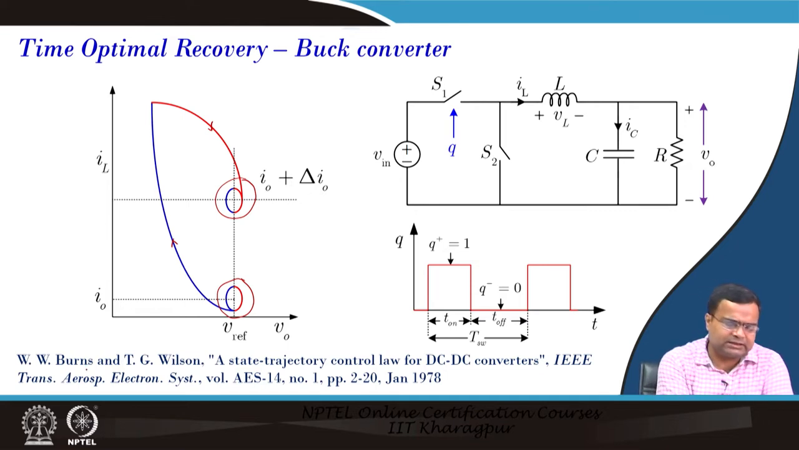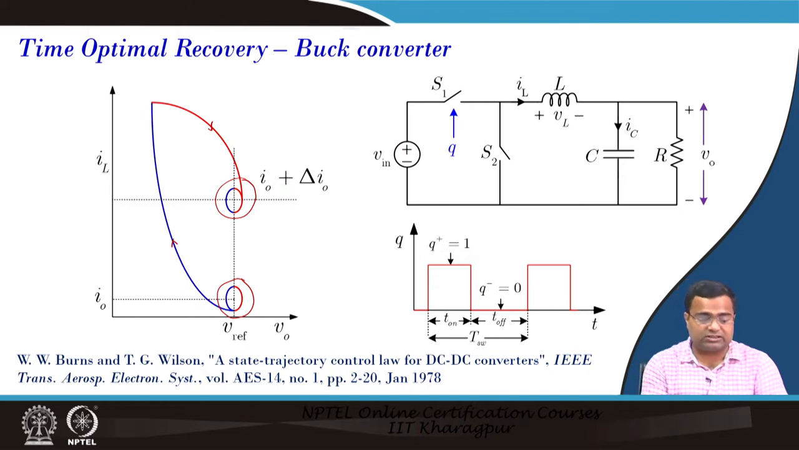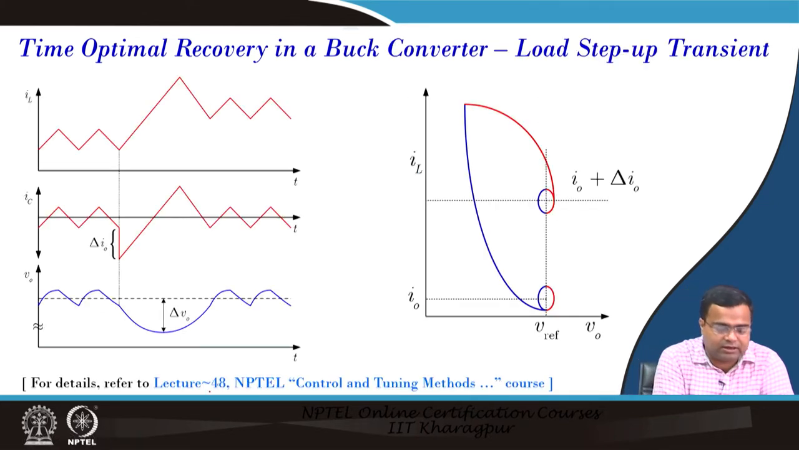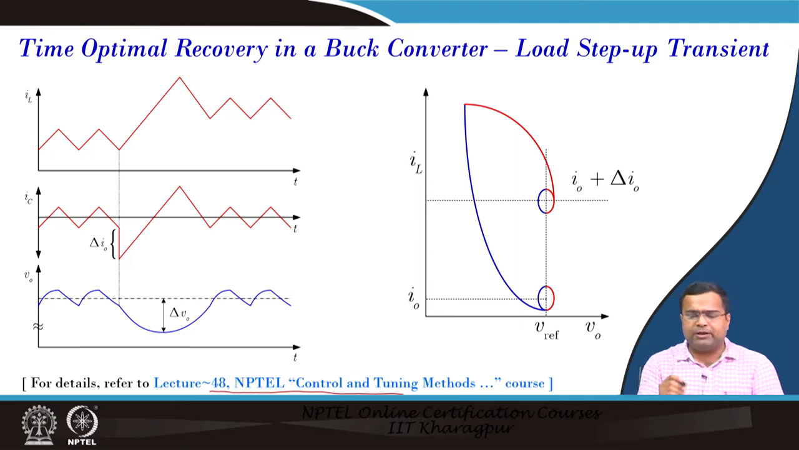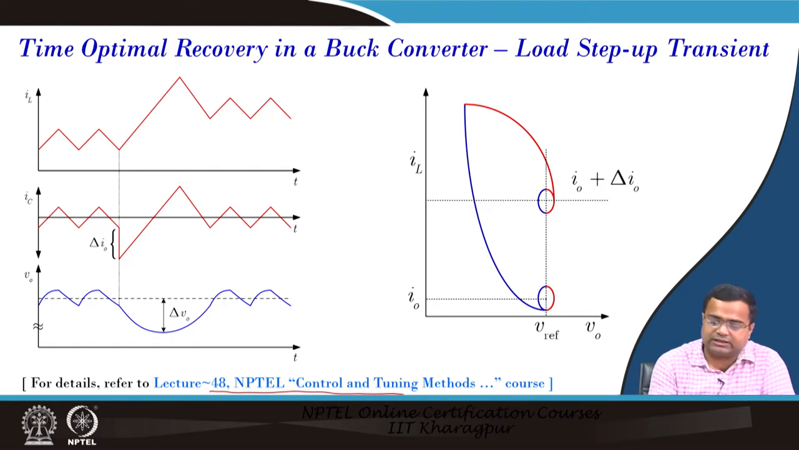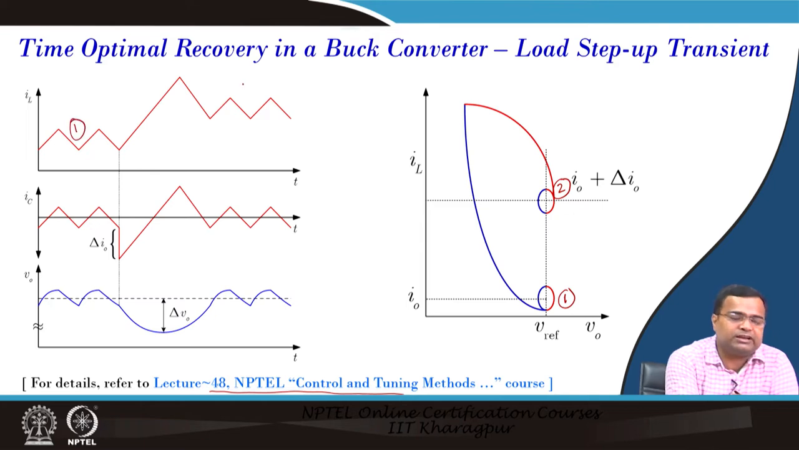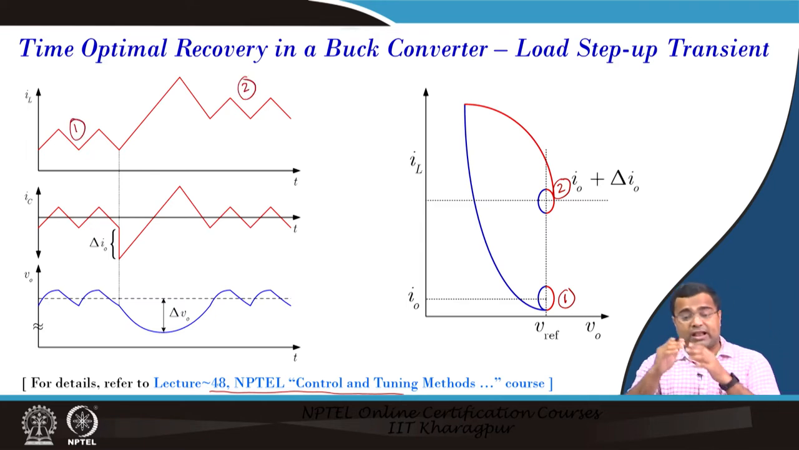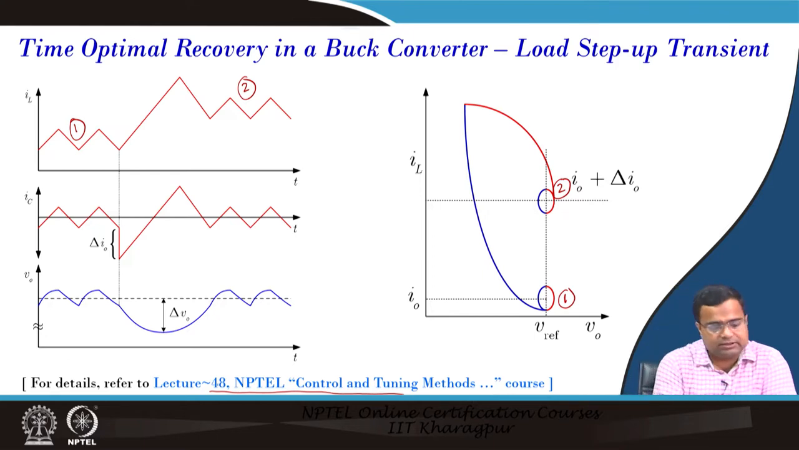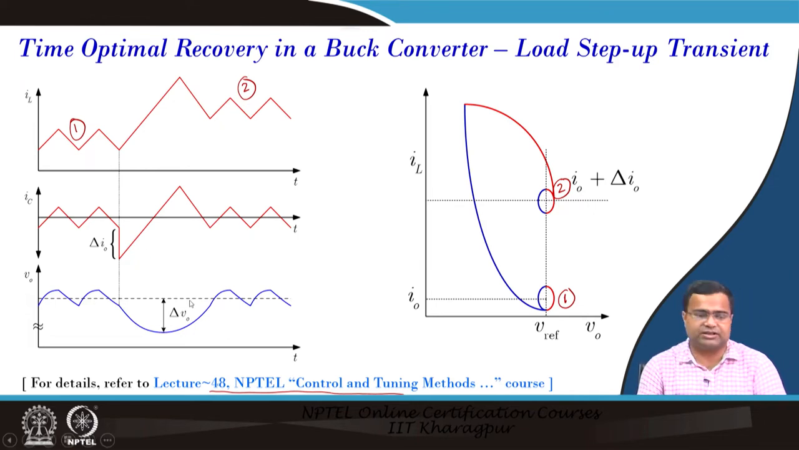This optimal trajectory control was discussed in a 1978 paper. We also discussed in lecture number 48 of our earlier NPTEL course how to go from one load current condition to the other. This is operating condition 1, this is operating condition 2, and these are their corresponding time domain waveforms. To achieve this in one switching action, we know how the switch and capacitor currents look, and how the output waveform looks, and that is the fastest transient response.